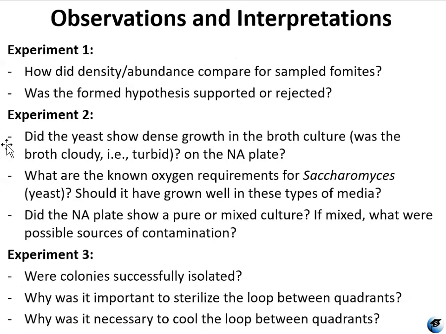As for observations and interpretations for experiment 1, again, you're looking to see if your hypothesis was supported or rejected. You're going to be looking at either the abundance of growth or the numbers of species on A versus B in order to see if your hypothesis was supported or rejected. For experiment 2, you're going to look at the density of the growth in the broth, and you're going to look at the density of the growth on the plate.